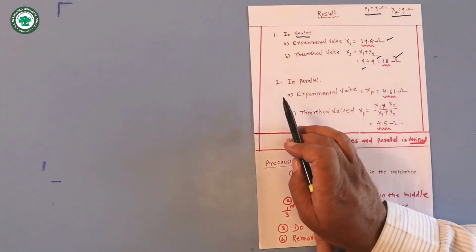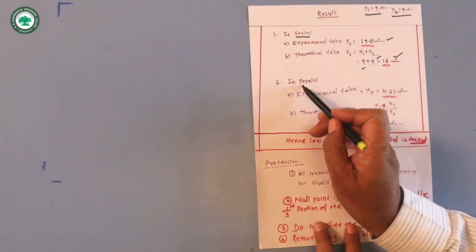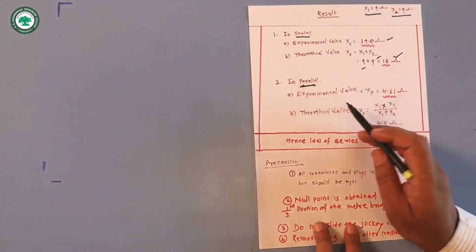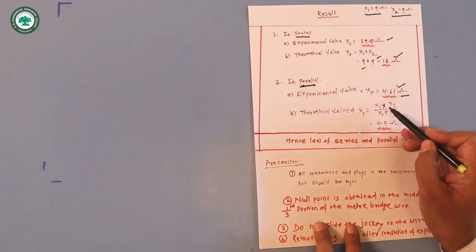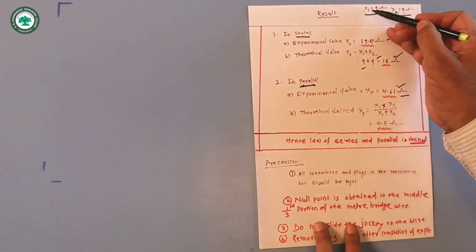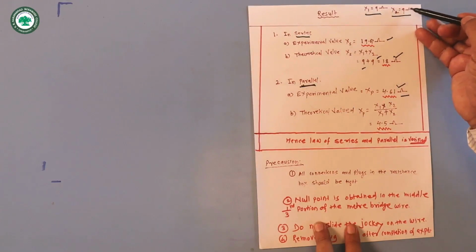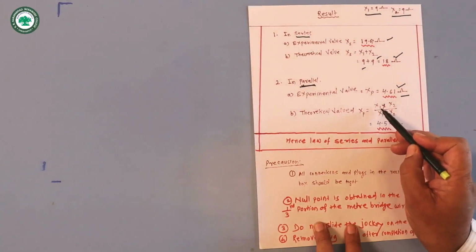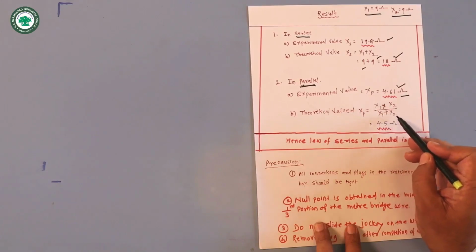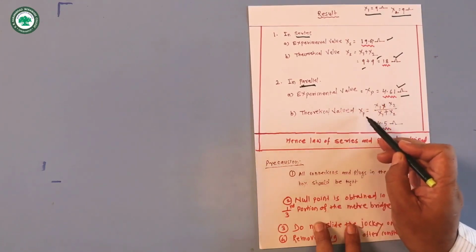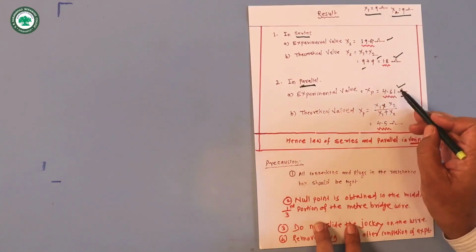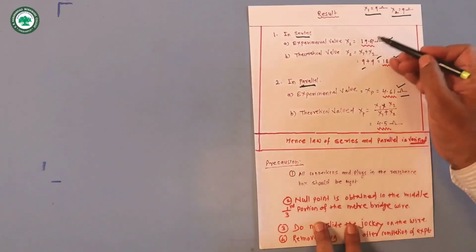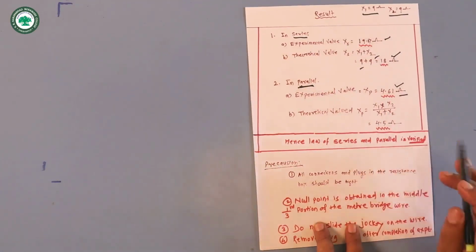Okay, now take the second result in parallel combination. Parallel combination, equivalent resistance XP is 4.61 ohm. Now theoretical value means putting X1 is equal to 9 and X2 is equal to 9 ohm. Then using this formula, X1 into X2 divided by X1 plus X2, we get the theoretical value of parallel combination is 4.5 and experimental is 4.61. Hence, laws of series and parallel combination is verified. This is a result of this experiment.